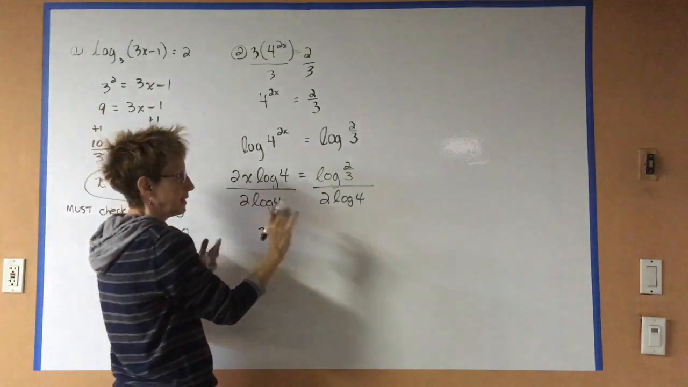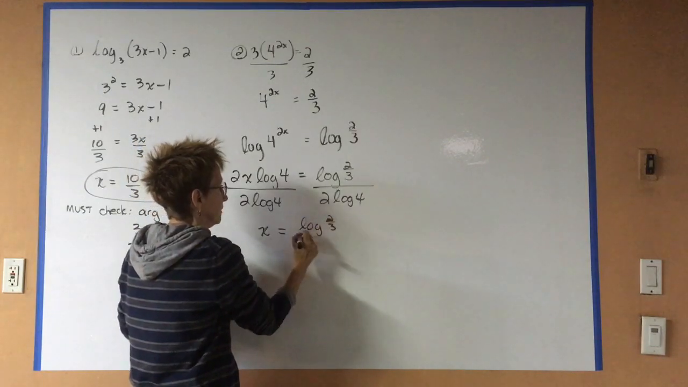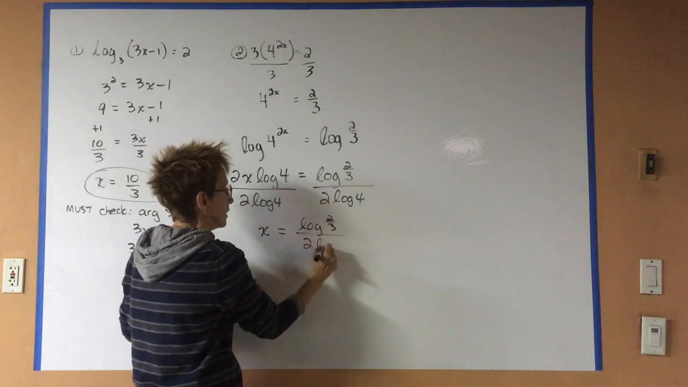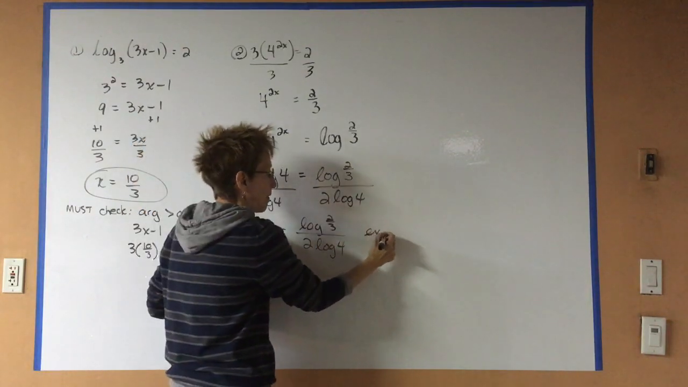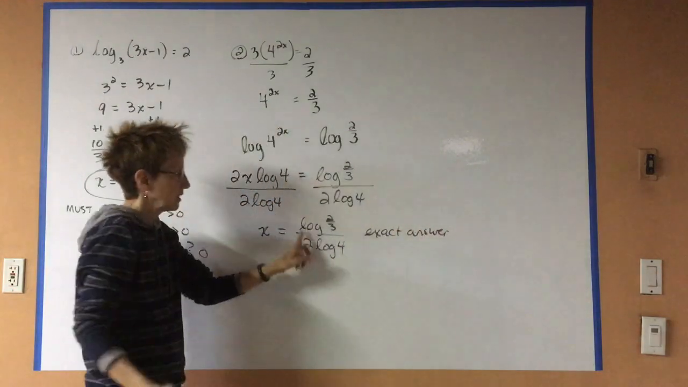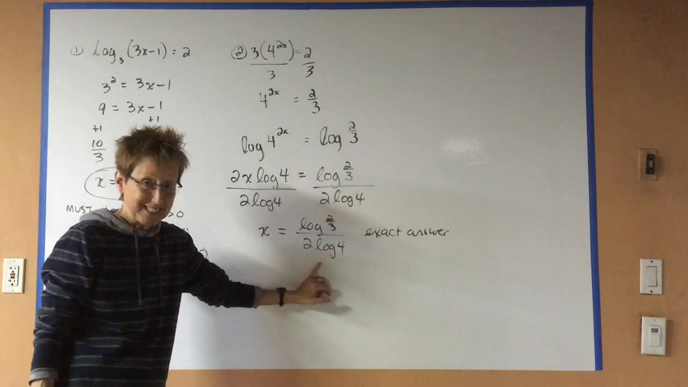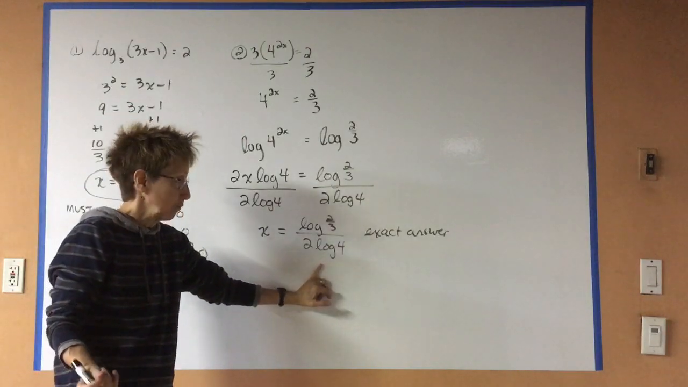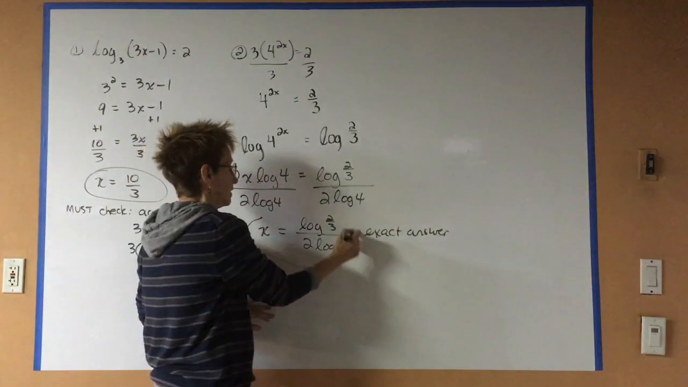And over here on the right side, what a mess. I've got a log of 2/3 over 2 times the log of 4. This is my exact answer. This is solved for x. This is just a constant over here. I have no idea what that constant is because it's hard for me to approximate it in my head, but this is the exact answer right here.